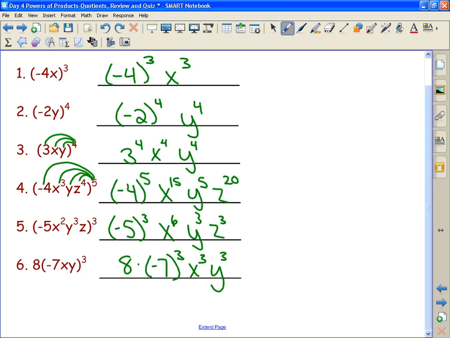The same idea happens on number 5. We have to give the exponent of 3 to the negative 5, so negative 5 to the 3rd power. X to the 2 times 3 gives us x to the 6th.